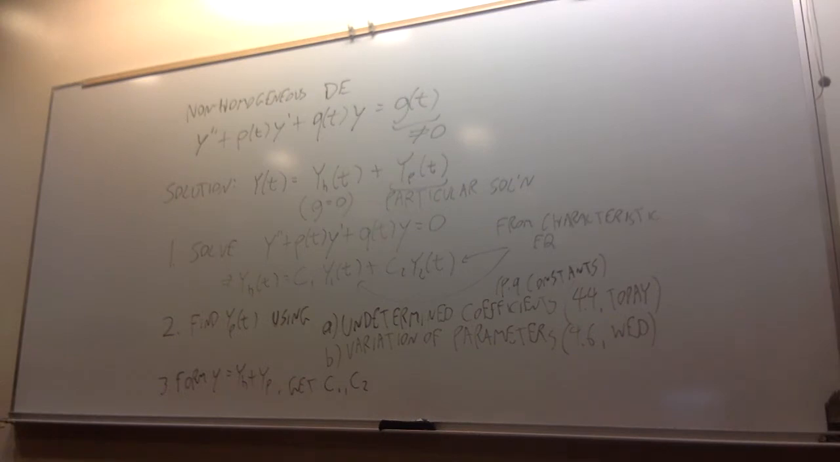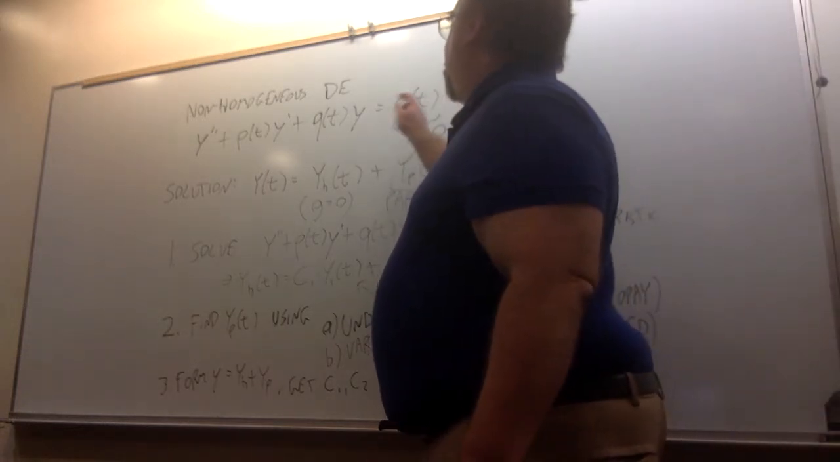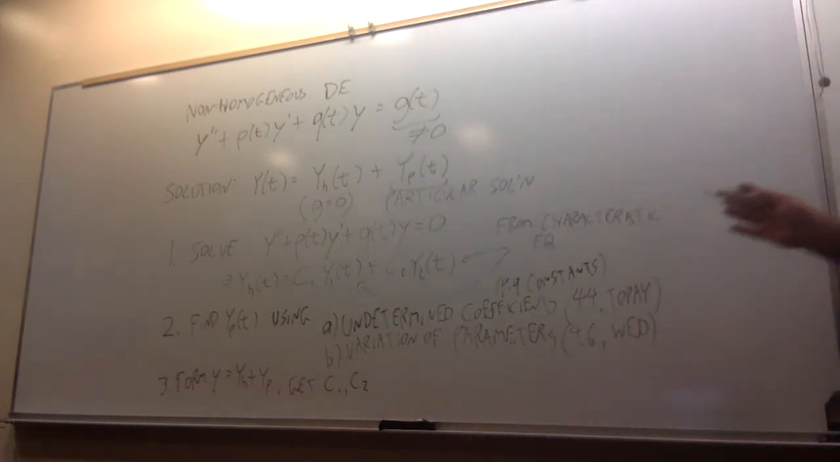So this is your general approach to solving any equation that has a non-zero g on the right side. Notice there's no y here at all. It's just a function of t by itself. So whenever you have that, make sure it's on the right-hand side, because everything else will depend on that.